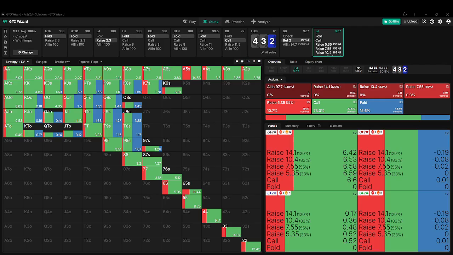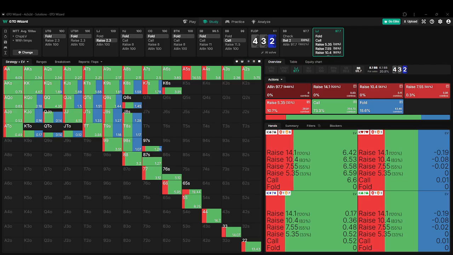That's the idea: the more high cards on the board, the more you can have a raising range, and the more low cards, the more you're going to just be calling, having a bit less of a raising range. And again, if you go deep in the weeds, you're going to see there are some exceptions, but that's a good general principle to keep in mind.